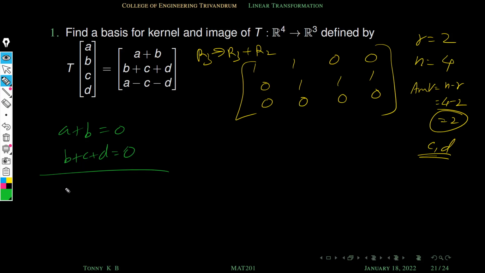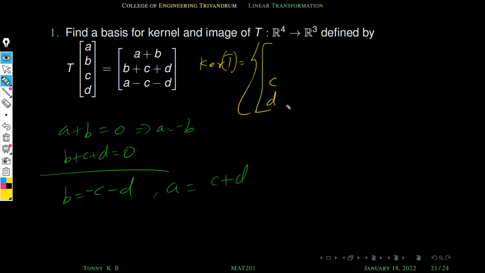So what is b? b equal to minus c minus d, and from this equation a equal to minus b. So what is a? Minus of b. Minus of b means c plus d. Now everything is in terms of c and d. We assume that c and d are arbitrary and a is c plus d and b equal to minus c minus d. Now we are ready to write our kernel.